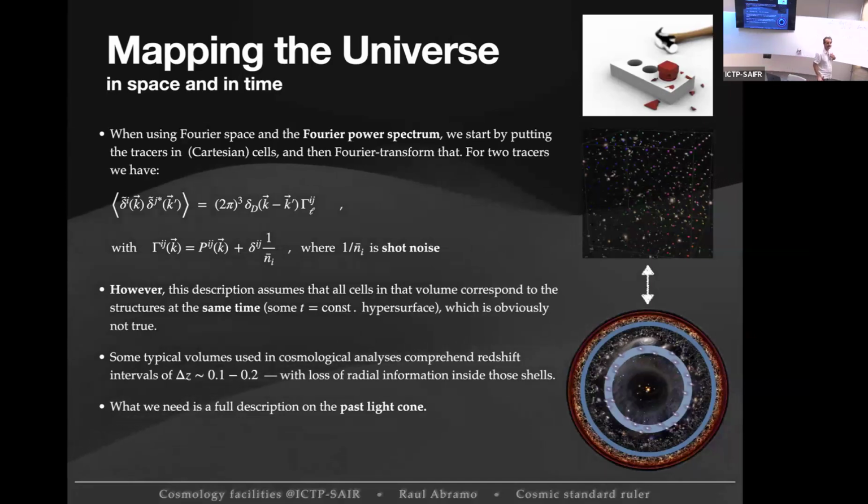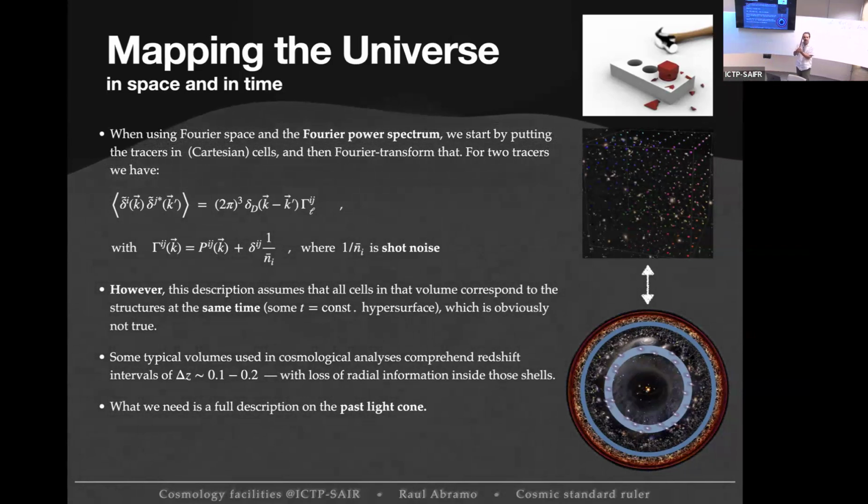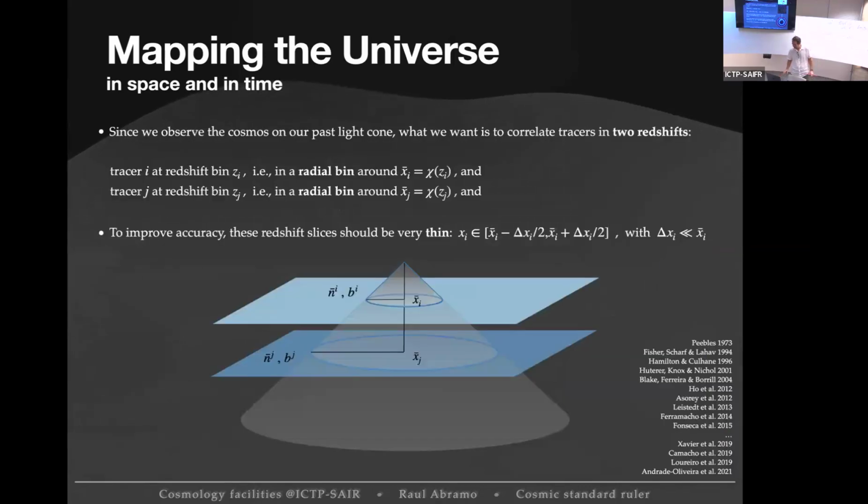What we really want to do is describe the universe in the way that we actually observe it, which is in our past light cone. And of course, we can use shells here. This is already done to some extent, but it's often in the context of imaging surveys or photometric redshifts, where the redshift intervals of these bins are very wide, which means you are losing a lot of the radial information. So you want to be able to do this for a much finer description of the universe, in very small redshift bins. And there are some technical difficulties with that.